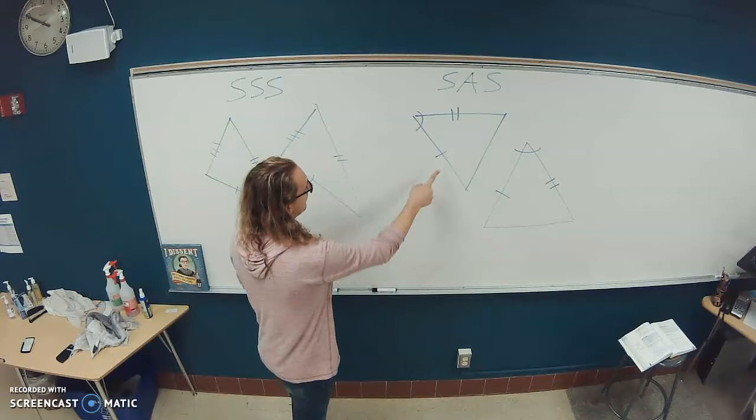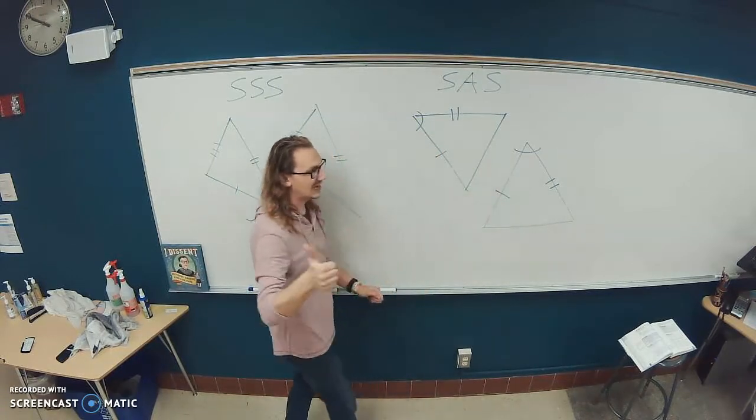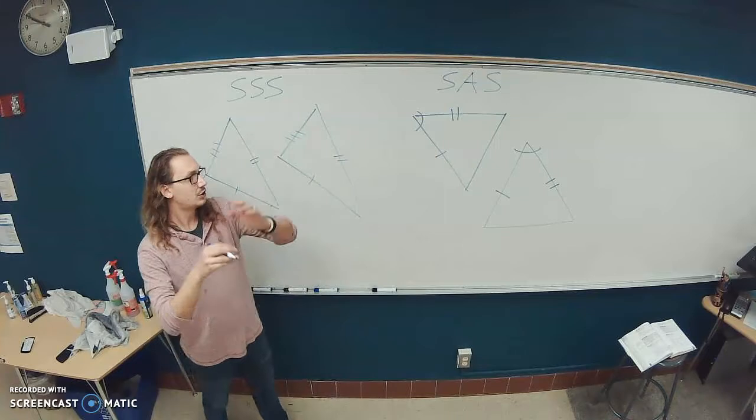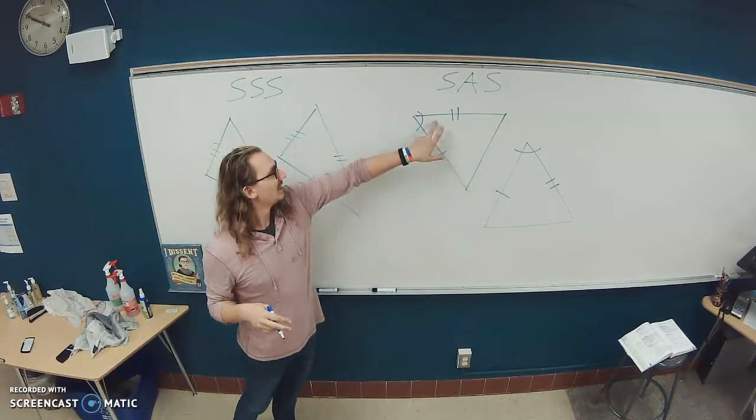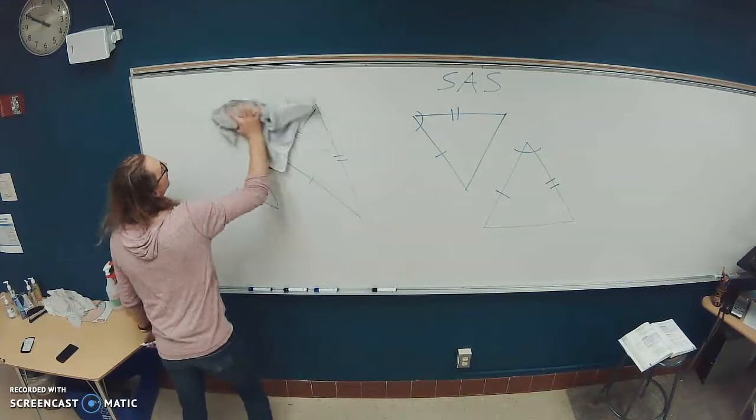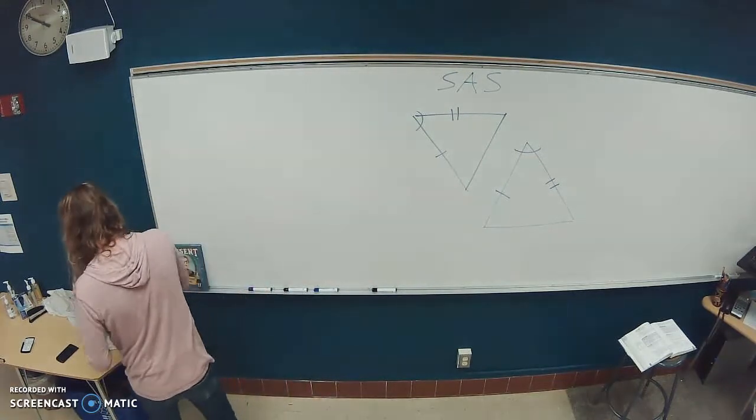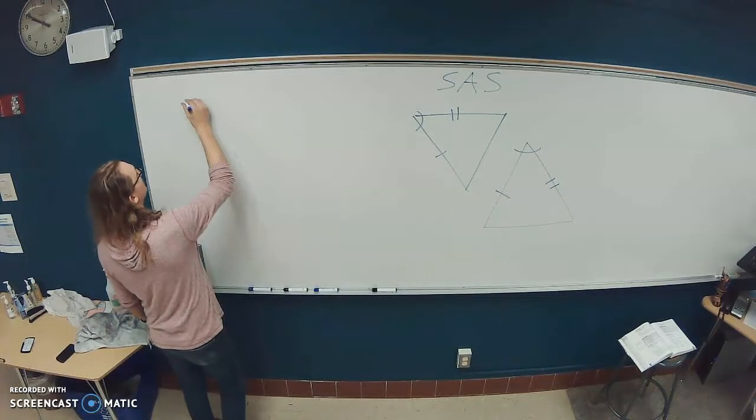Okay? Side, angle, side, side, angle, side. A side, then an angle, then a side. The two sides that make up that angle. And order, again, is really important here. Let me give you a counterexample so you can see what it might look like if they were not congruent.